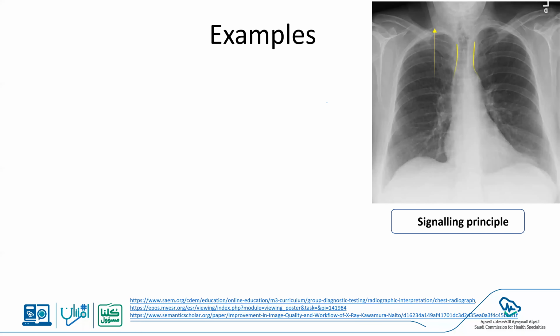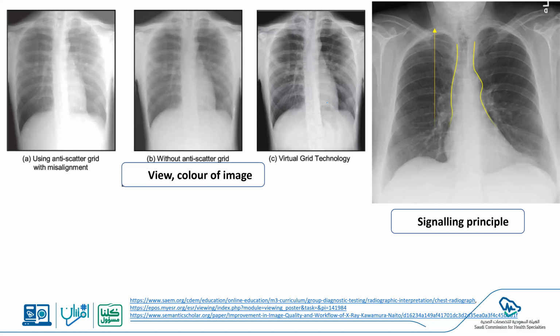I'm just going to give you examples so you can think about them. This is like the signaling principle. Like I said, I'm explaining and I want to tell you where the esophagus is, where the heart is, and I signal it. So this is highlighting the area. This has to do with the view and color of images when you try to select them for explanation.